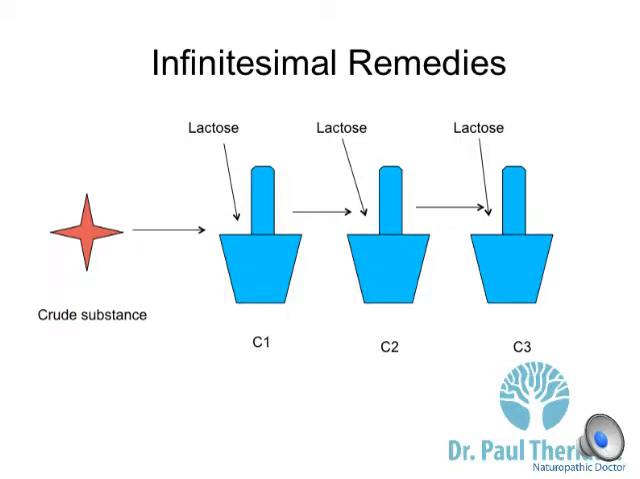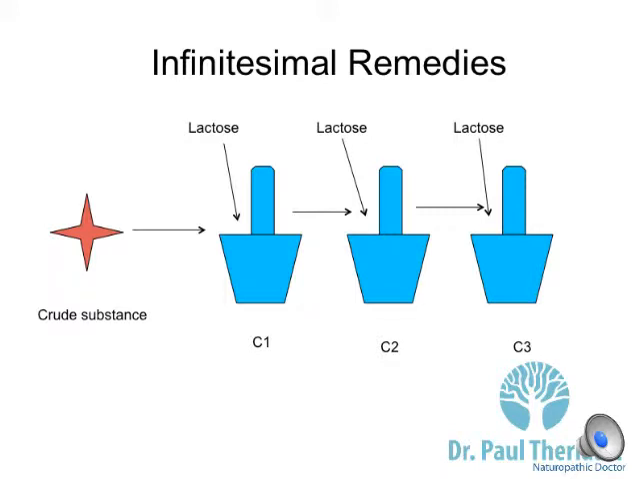The remedies are made in a very specific process. What we take is that crude substance, that little star diamond. We start by doing what's called a trituration. A trituration is taking one part of that crude substance and grinding it up with 100 parts of lactose for a while, usually about an hour. When we're done with that, we take one part of the resulting mixture, which is called the C1 mixture, and mix it in with 100 parts of lactose.